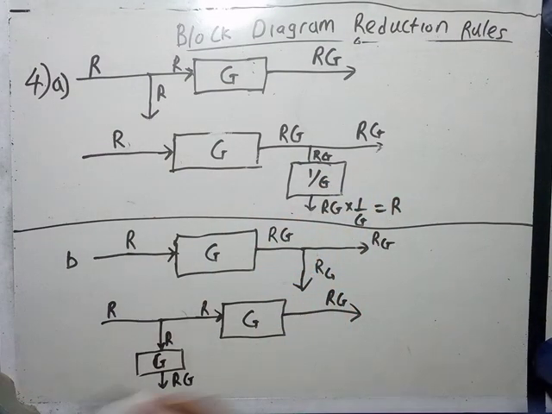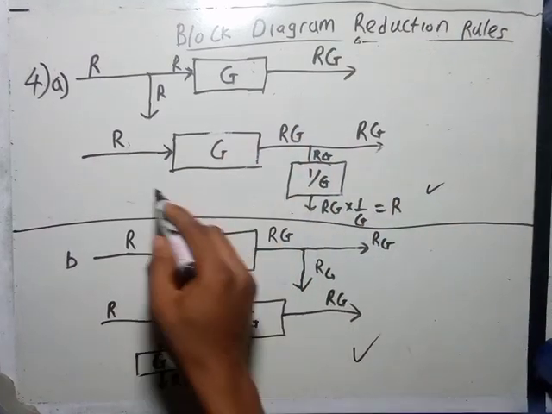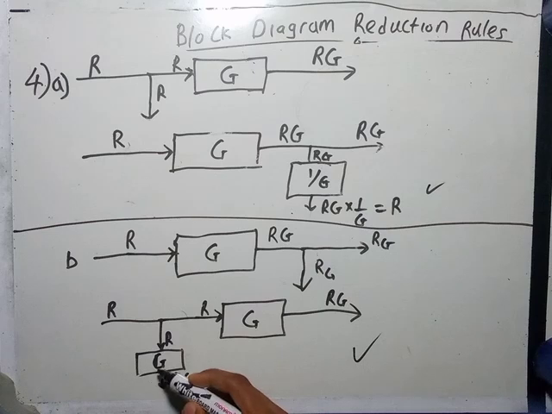Hence, confirming this rule to be what? Correct. So you try to take this back, you see you'll be multiplying this by what? G. And if you multiply this by G, it becomes what? 1. Confirming the rule. So this is for your branching points.